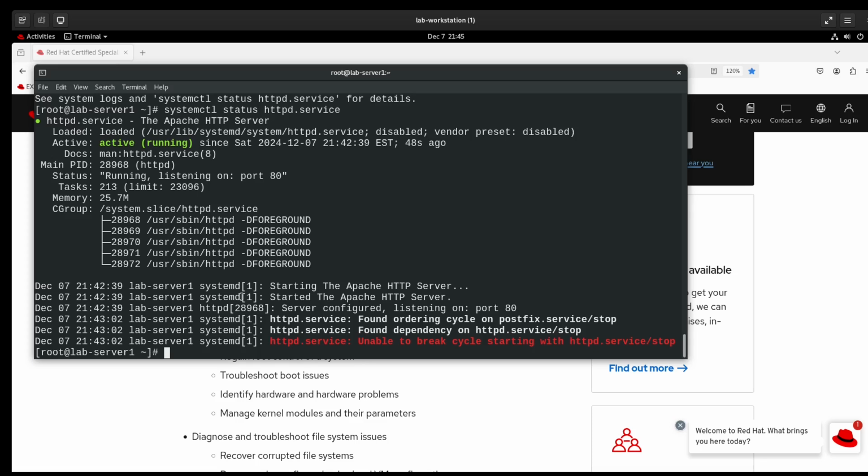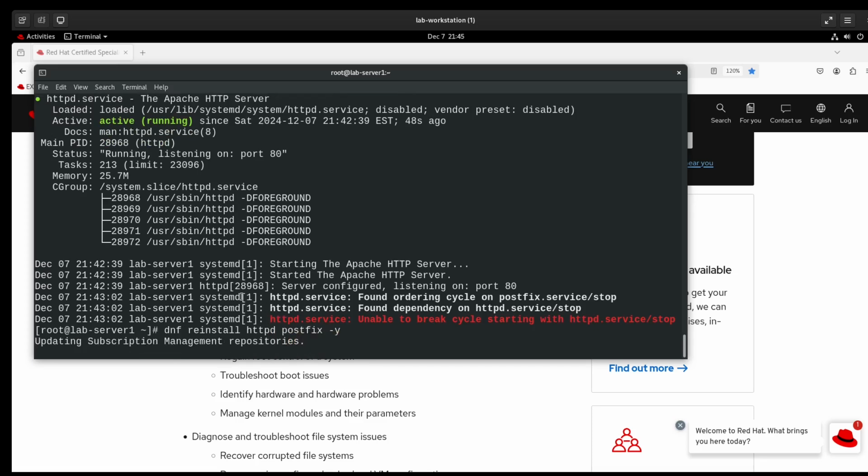That might fix the systemd unit files. So let's see what happens if I do that. So dnf reinstall httpd and postfix. This probably won't, or maybe I should have just blown away the systemd unit file.